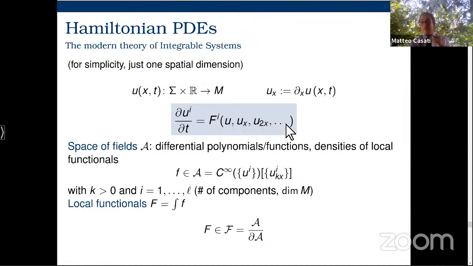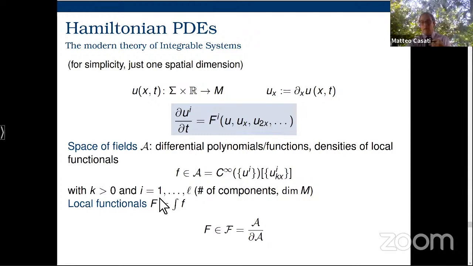We have a space of fields that we make as a formal counterpart of the space where these functions U of X live. The space of fields is modeled by differential polynomials or differential functions. Of course, differential functions are the extension of differential polynomials, so I will keep it easy. Namely, we have objects which are polynomials in the jet variables, the variables that count the formal derivatives of U, and smooth functions in the generator, the function U itself. Here we forget that U and its derivatives are actual functions, and we regard them as symbols.